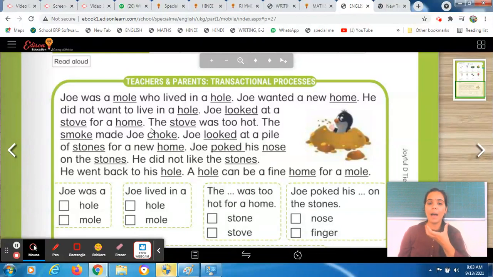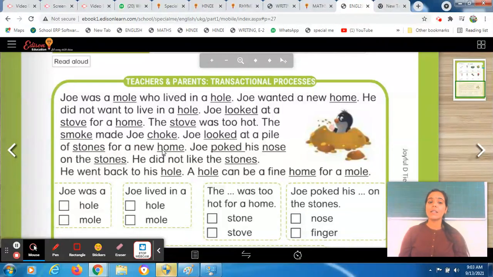Choke means जब आपको breathing issues हो जाते हैं ना, when you go somewhere जहाँ पे बहुत smoke है, right, so आपको क्या होता है, breathing issues होते हैं ना, so that is choke. Okay, the next is looked, right? The next is your stones. What is it? But there are a lot of stones, right? Because there is a pile of stones.